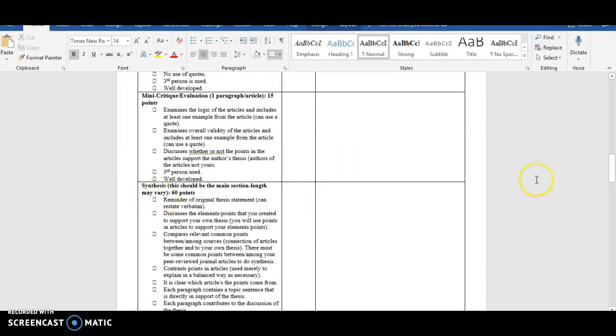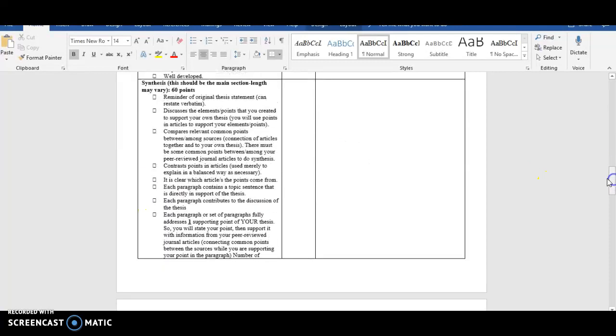So the synthesis section tells you, remind us of the original thesis. That can be verbatim. You have to talk about that to start your section. Discuss the elements and points that you created to support your own thesis. Compare relevant common points between and among sources. Among means there's more than two sources. That's why that's there. You know, contrast points. And so you want to balance this discussion out is really what that's telling you.